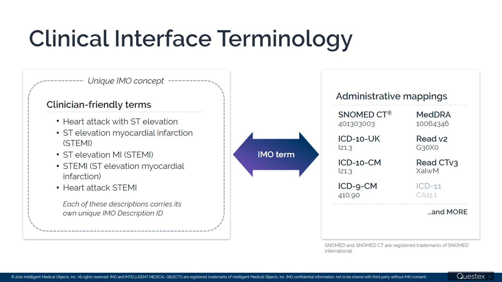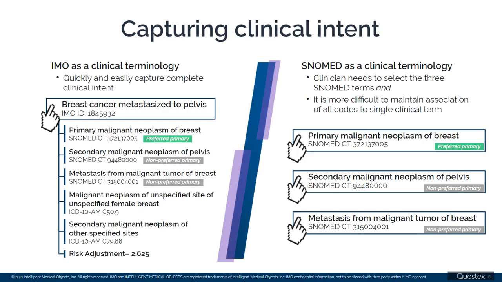Now, when it comes to analytics, it's really important to recognize that information that's being collected at the point of care is frequently not at that level of specificity of the codes. Taking as an example something very relevant to a clinician, breast cancer metastasized to the pelvis, that clinical concept is really important to the care of the patient, but requires multiple different codes to fully capture it in the information system.